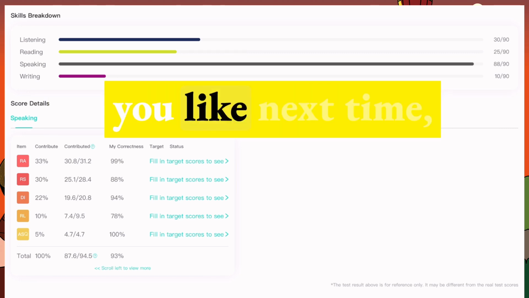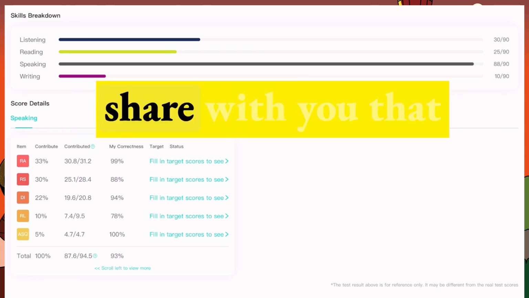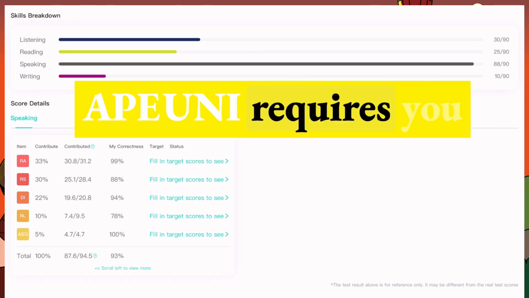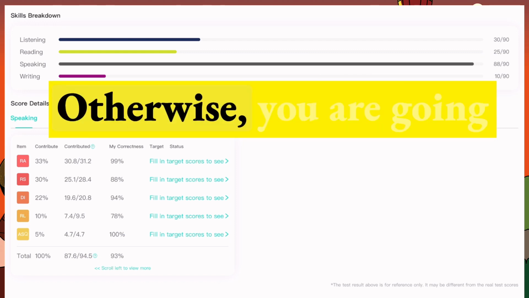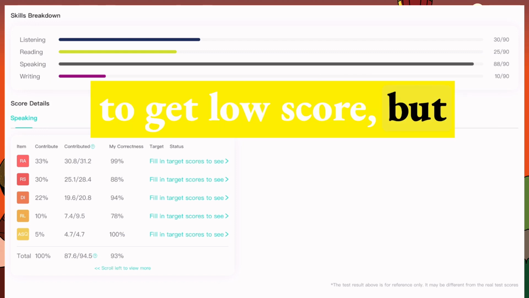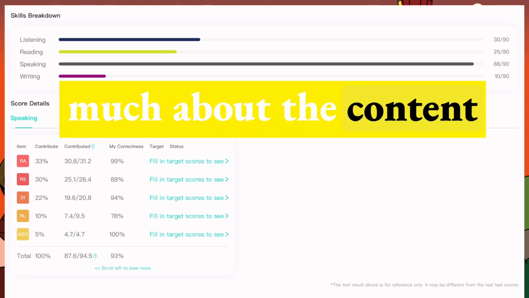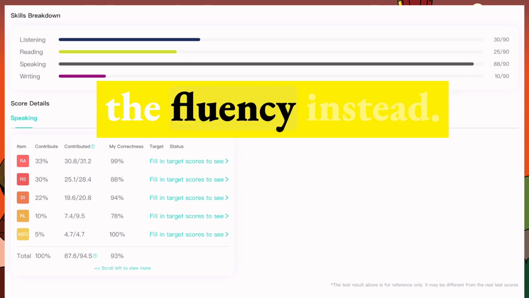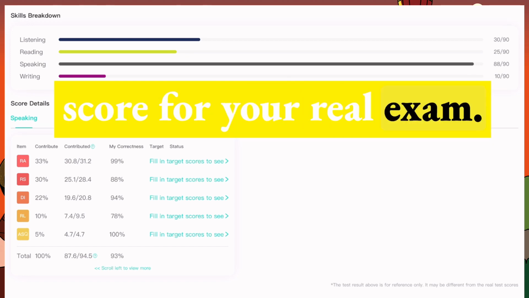I'm going to show you next time, maybe next week. But here, I just want to share with you that Apeuni requires you to speak a lot of content for repeat sentence. Otherwise, you are going to get a low score. But for the real exam, you don't need to worry too much about the content. You have to focus on the fluency instead, if you want to get a high score for your real exam.